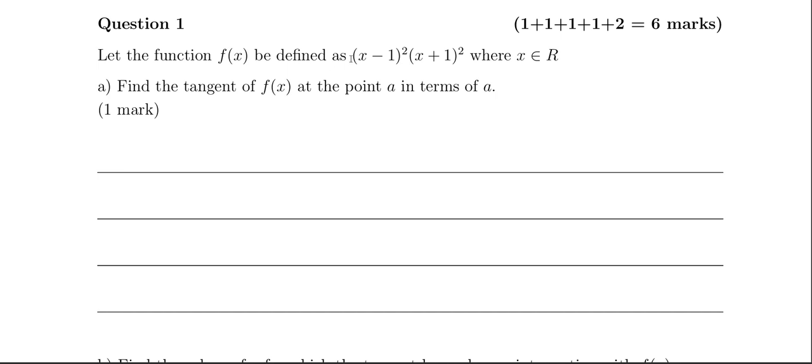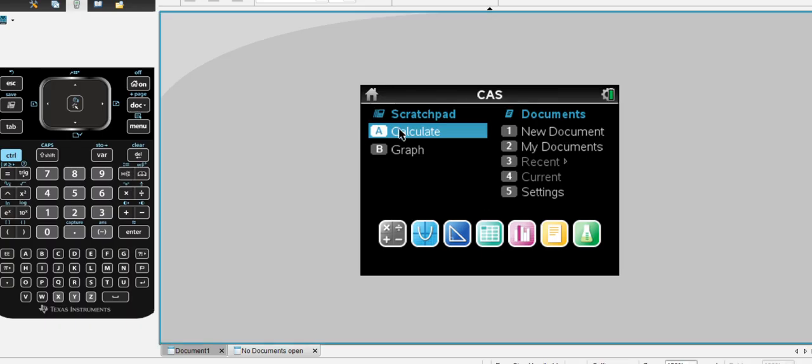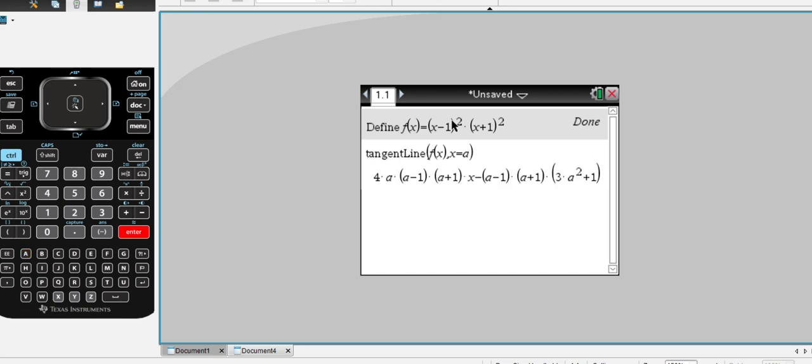Alright, so question 1, f of x is defined as this function. Find the tangent of f of x at the point A in terms of A. The first thing you should always do in the extended response question is, as soon as they give you a function, you just define it on your CAS immediately. So we're going to define f of x as (x minus 1) squared times (x plus 1) squared. And we want to find the tangent line of f of x at x equals a, and we get this.